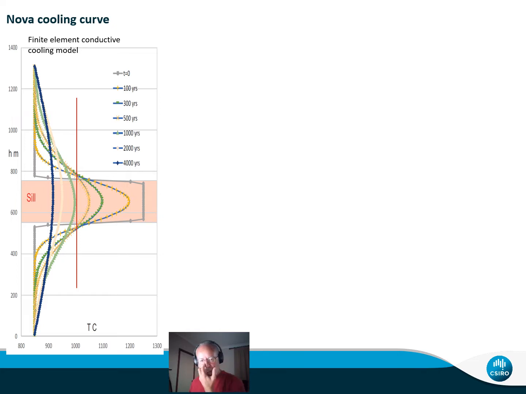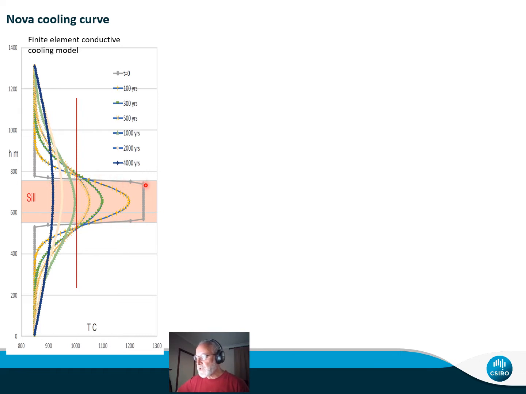So to look at that, let's think about the time scale that these kinds of processes are operating at. First of all, let's think about the initial setup, which is a sill-like body, the Nova lower intrusion, which is being injected into country rock gneisses, which are already super hot. So they're already at about 800, 850 degrees. The metamorphic petrologists tell us that. So this is what the temperature profile through that intrusion looks like.